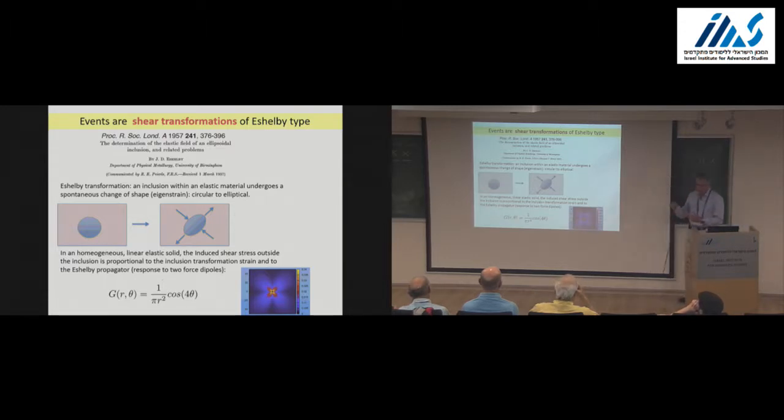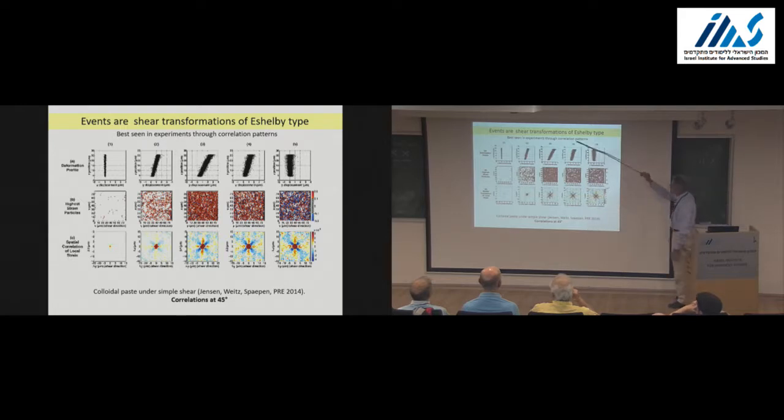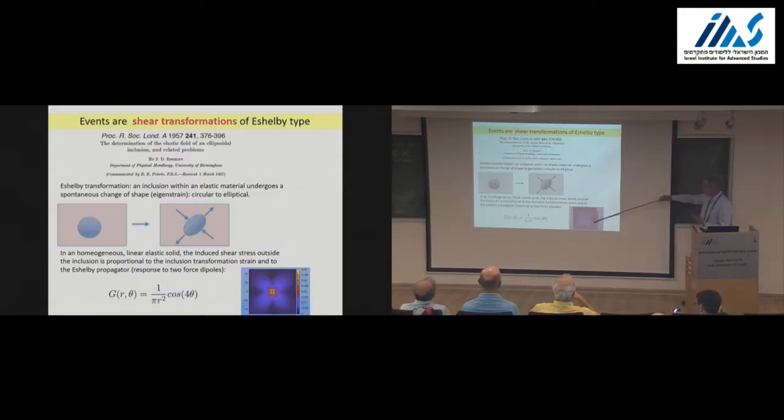So this is the basic element that Alan Needleman or ourselves use in order to model the flow of amorphous solids, forgetting about the atomistic details and taking this as the elementary event. This elementary event is also well documented in experiments. I do not want to go into the details, but this is an experiment in which the correlations between plastic activities are studied in a colloidal paste, and you see this kind of quadrupolar shape that correlates events in the plastic activity map. Here, in this colloidal system, the correlations appear to be at 45 degrees, and this corresponds to the preferred direction in the response of the elastic medium to such a pair of dipoles.